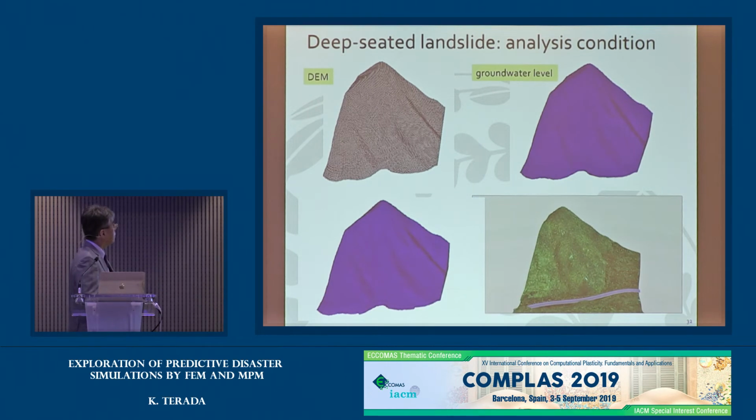Here's the result. First, the groundwater level is elevated like this. Then, gradually, the soil degrades. At a certain time, part of the mountain begins to slide like this. As a result, the national road will be out of service for some days. This is actually the same situation that occurred in Japan.